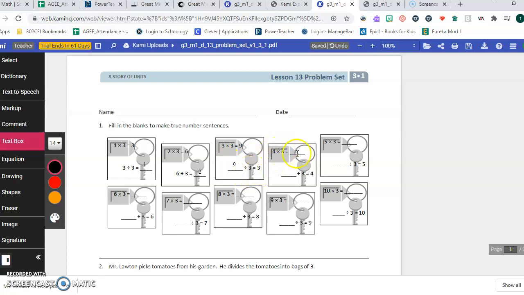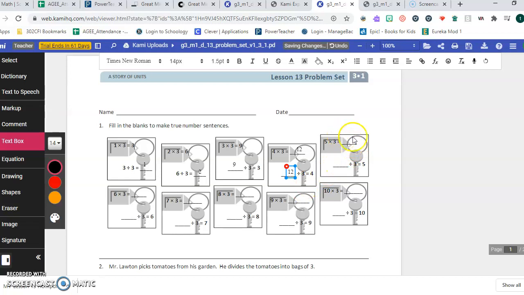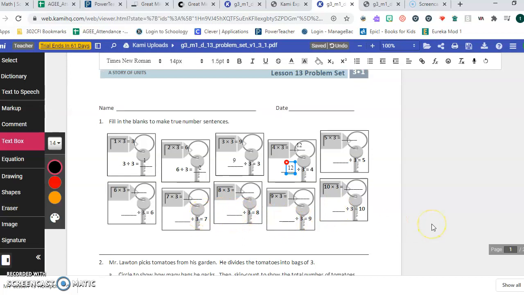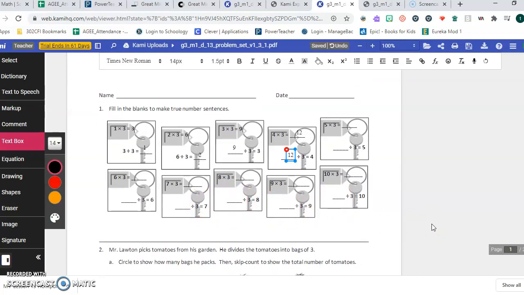So 4 groups of 3 here brings me to my next multiple of 3, which is 12, and then that's my total to be divided. So I do 12 divided by 3. So in each of these examples, you're looking for a product, and the same product that you come up with ends up being the number that you're dividing into groups. So they're asking you for the starting number in each one of these. So pause the video and work through the rest of these here.